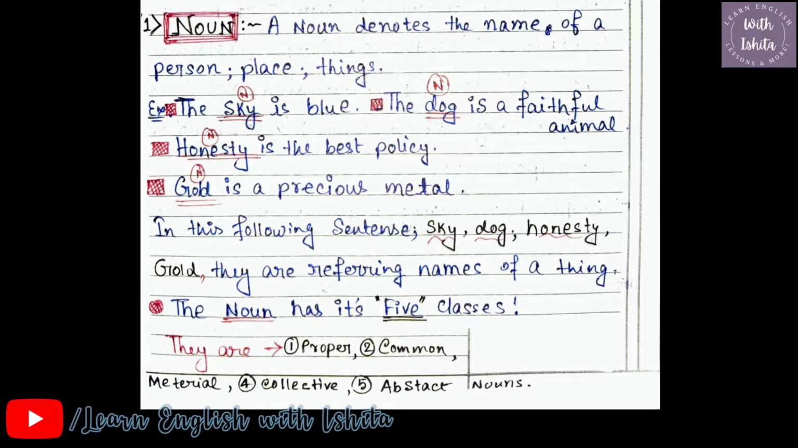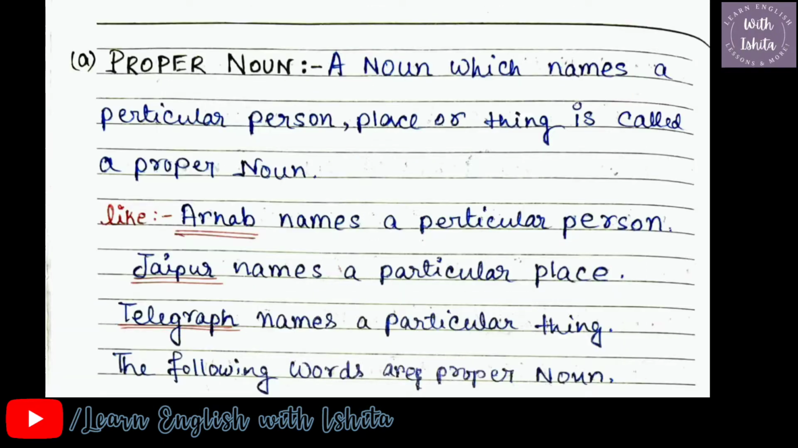And the noun has 5 classes. They are proper noun, common noun, material noun, collective noun, and abstract noun. So let's talk about the proper noun. A noun which names a particular person, place, or thing is called a proper noun. For example, Arnab is the name of a particular person. Jaipur names a particular place, and the telegraph names a particular thing.